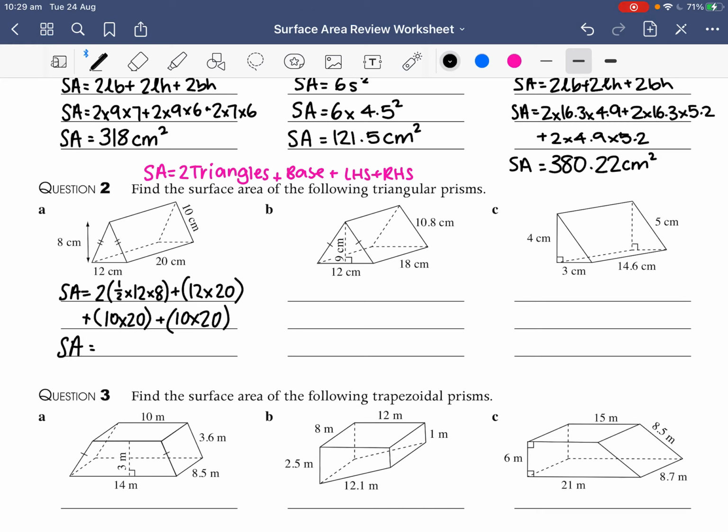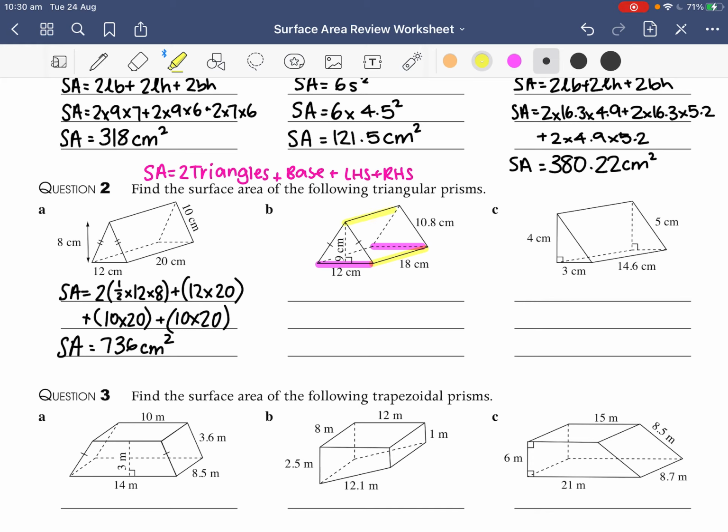When we put this into our calculator, we'll have 2 lots of a half times 12 times 8 plus 12 times 20 plus 10 times 20 plus 10 times 20. And we get 763 centimetres squared. For this one here, I'm going to highlight just because I didn't highlight in the last one. We have these lengths here are worth 12.